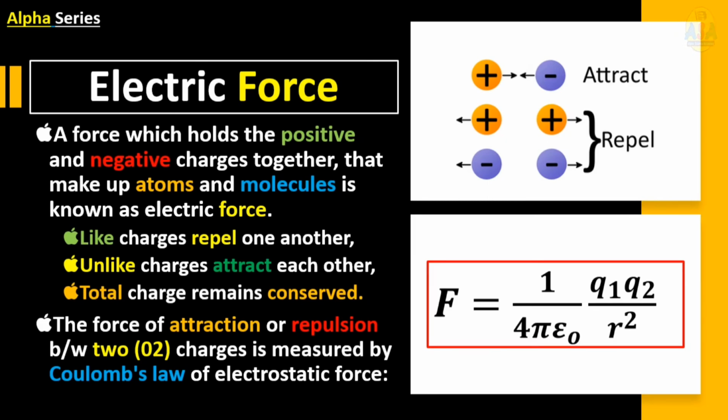The force of attraction or repulsion between any two charges is measured by Coulomb's law of electrostatic force. That states F is equal to 1 over 4 pi epsilon 0, Q1 Q2 over R squared. Here Q1 and Q2 are two charges, R is the distance between their centers, and 1 over 4 pi epsilon 0 is a constant. That's it.